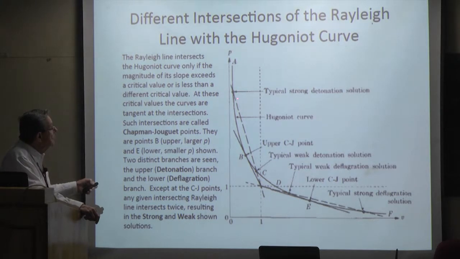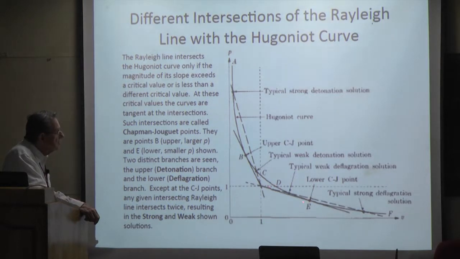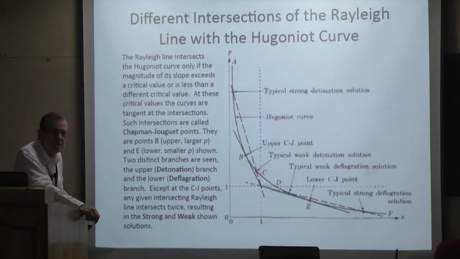large, then it's strong. So final states from A to B are strong detonations. Final states from B to C, just to stop here, are weak detonations. Final states from D to E are weak deflagrations. Final states from E to F are strong deflagrations. So they're the four different types of reaction waves that you can have.